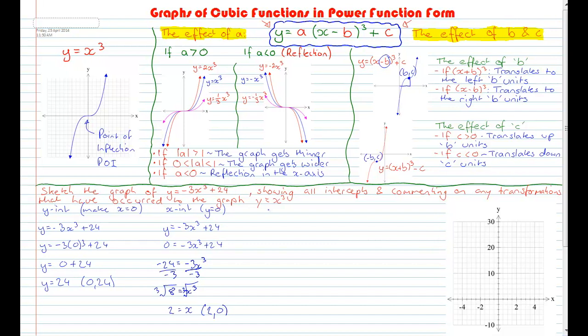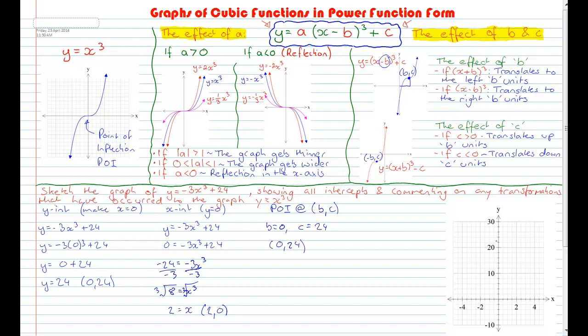The last bit that we need to find now is our point of inflection. So our point of inflection will be at our B, C value. Now our B value, well, we don't actually have anything in brackets, so our B value is equal to 0, and our C value is equal to 24. So therefore the point of inflection will be at the point (0, 24), which also happens to be our y-intercept. So what we're going to do now is go through and plot those points.